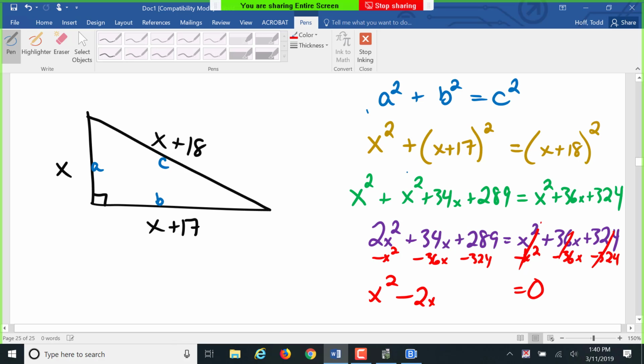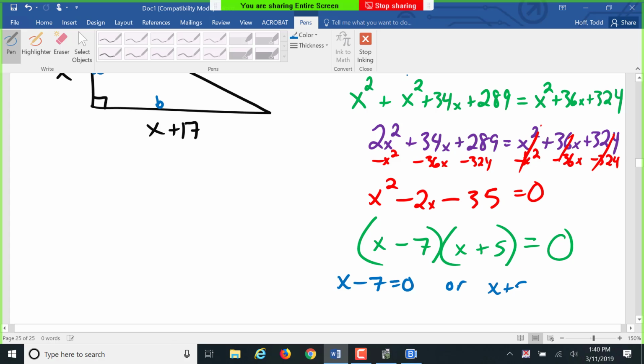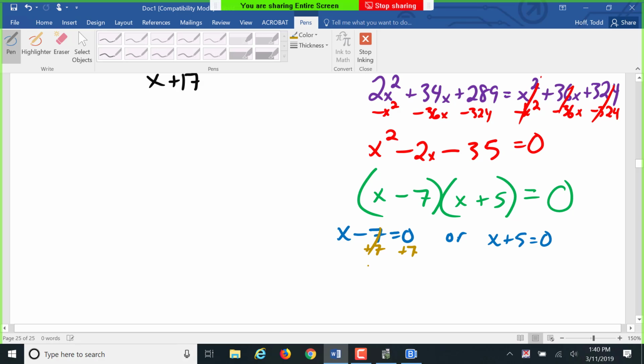So I have x squared minus 2x minus 33 equals 0. Is that right? Minus 33? 35, isn't it? Minus 35 equals 0. Now we have to factor. We factor that, we're going to get x minus 7 and x plus 5. So that means either x minus 7 equals 0 or x plus 5 equals 0. So you can add 7 here to get x equals 7. Or here you can subtract 5 to get x equals negative 5.